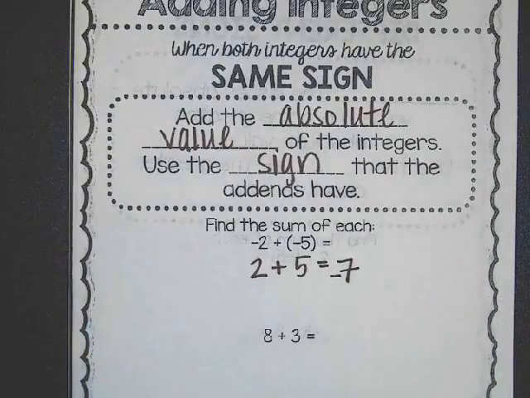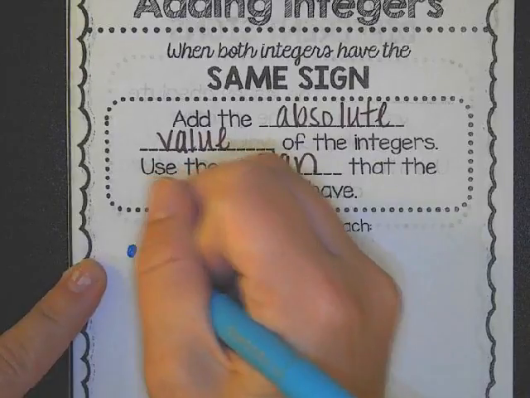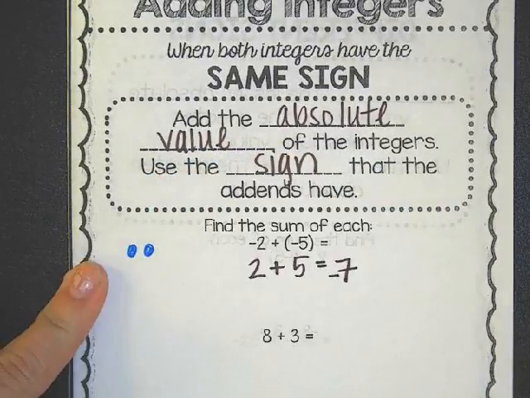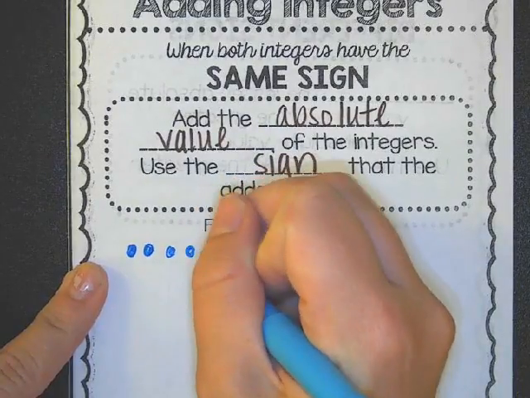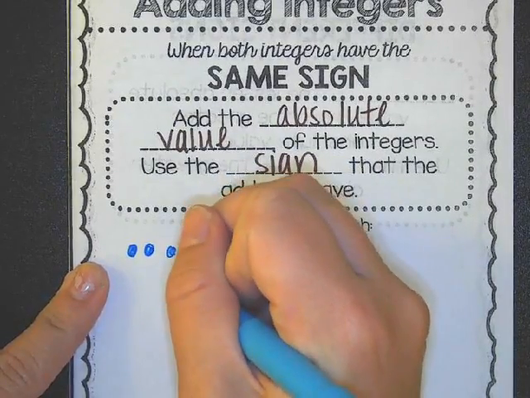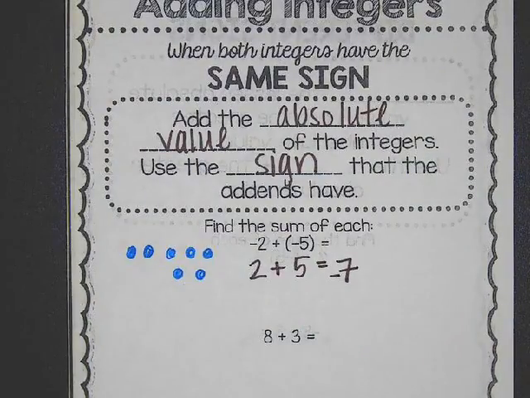I can also think about this in terms of dots. If I had 2 blue or negative dots and I add 5 more of those negative dots, how many total do I have? And that answer would be -7.